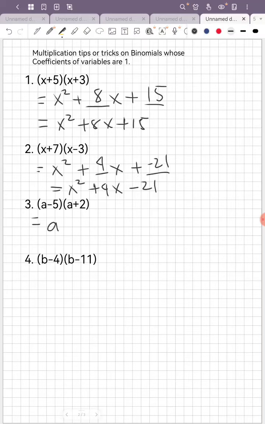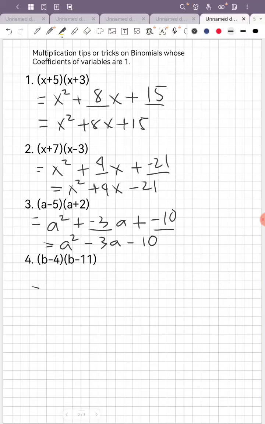Next, a squared plus blank a plus blank. Negative 5 plus 2 is negative 3. Negative 5 times 2 is negative 10. Then it would be a squared minus 3a minus 10 because again positive times negative is negative.